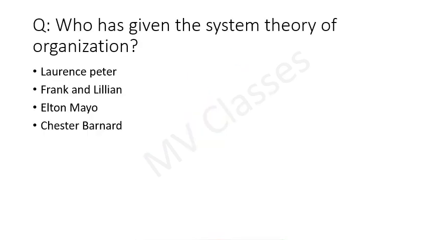So this is a question that was asked in the UGC NET exam, code 55 in 2018: who has given the system theory of organization? The options are Lawrence Peter, Frank and Lillian Gilbreth, Elton Mayo, and Chester Barnard. You can mark your answer in the comment section also, and we can discuss this question in the next class.